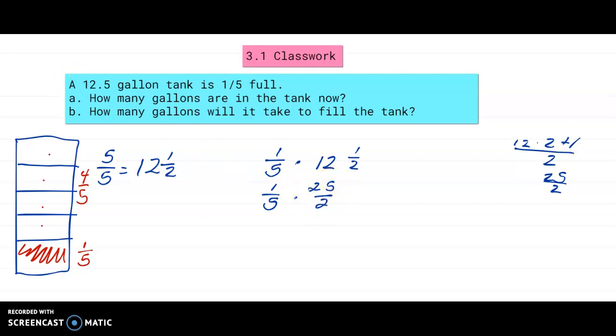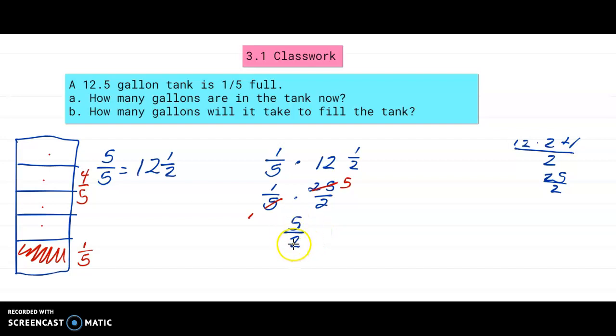Now I can reduce by cross division because I see that 5 can be divided evenly by 5, and 25 can also be divided evenly by 5. So 5 goes into 25 5 times, and it goes into 5 1 time. Now I'm just going to multiply across. So 1 times 5 is 5, and 1 times 2 is 2.